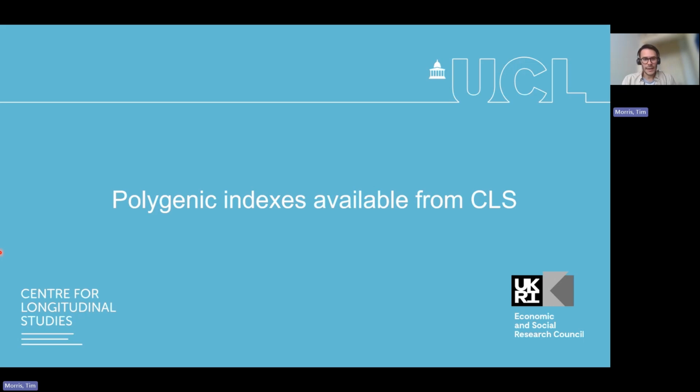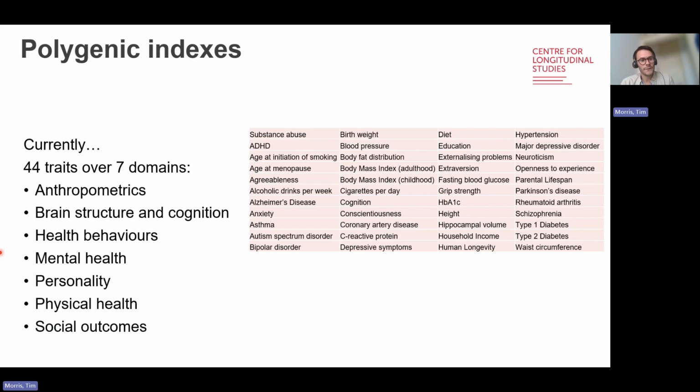Okay, so on to the actual PGIs that are available. We've derived 44 polygenic indexes over these 7 domains. We've got the full list on the right in the table, and essentially these fit over these domains on the left. So for instance, in terms of anthropometrics, we've got things like BMI, height; for brain structure and cognition, we have Alzheimer's disease, cognition; health behaviors, alcohol use and cigarettes, and so on and so forth.